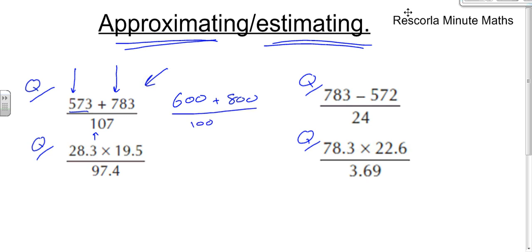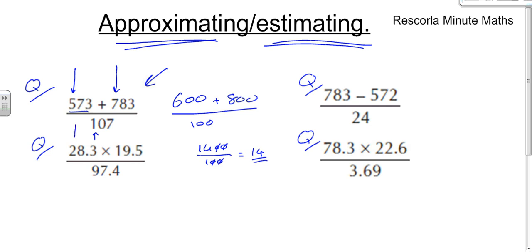So 600 plus 800 is going to be 1,400 divided by 100. Now, if you're going to simplify that, you can knock a 0 off both of them, then knock off another 0. So 14 divided by 1 is simply 14. And that's the answer that we're looking for. Okay, let's try the next one.